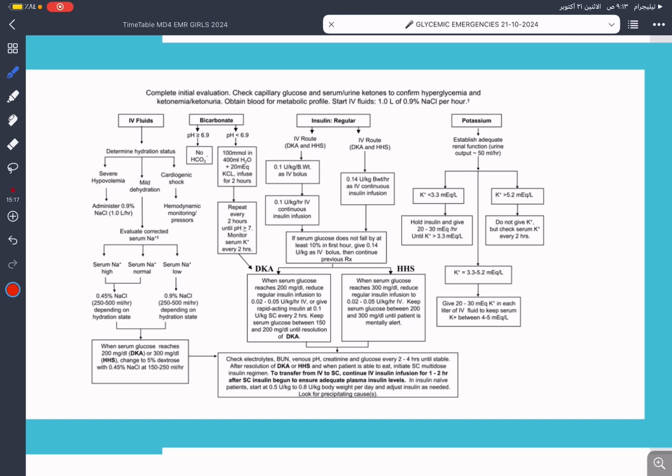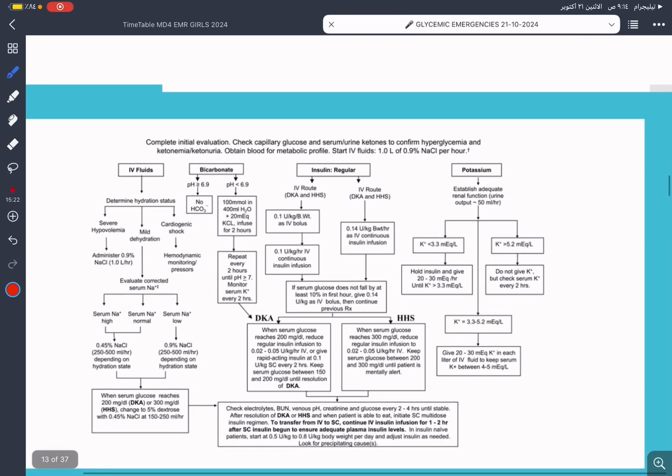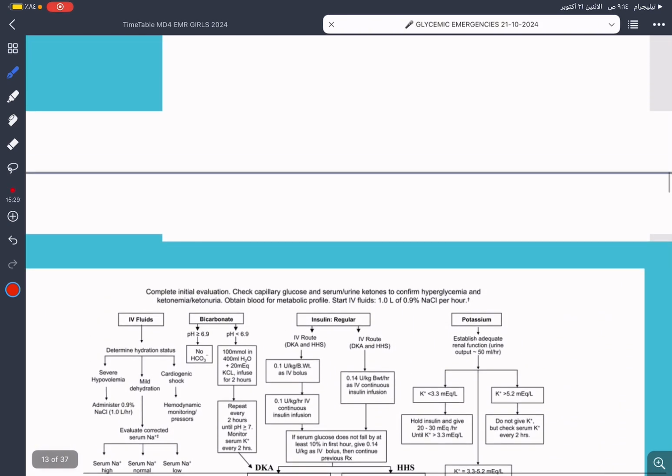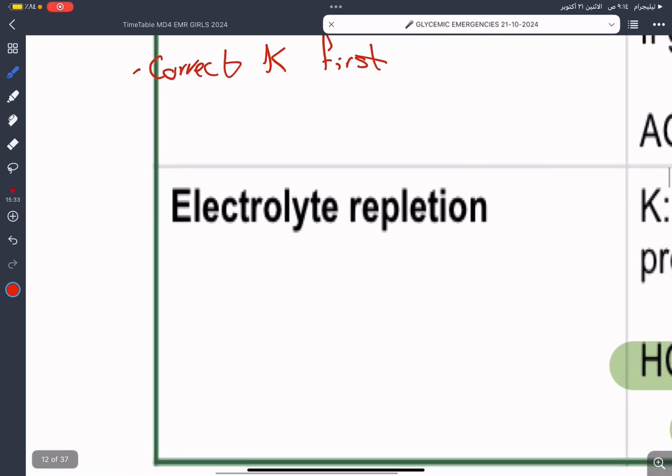طبعا the initial infusion rate of insulin will be عادة 0.1 unit per kg per hour. So for example, if his weight is 60, كم نعطيه insulin? So 0.1 multiplied by 60, كم تطلع؟ 6 units per hour. This will be the rate of insulin infusion.